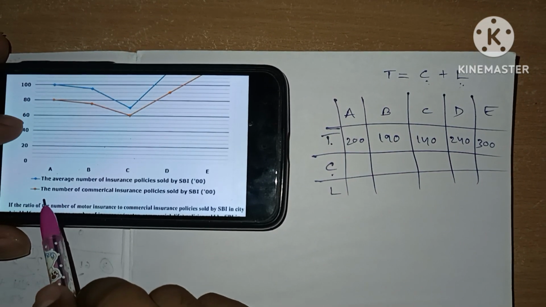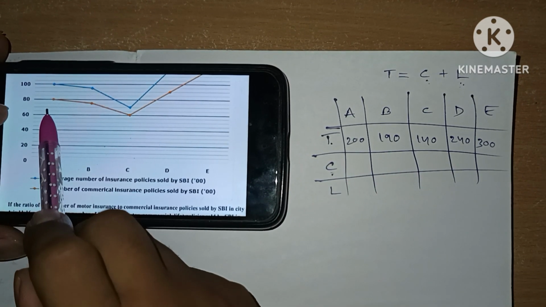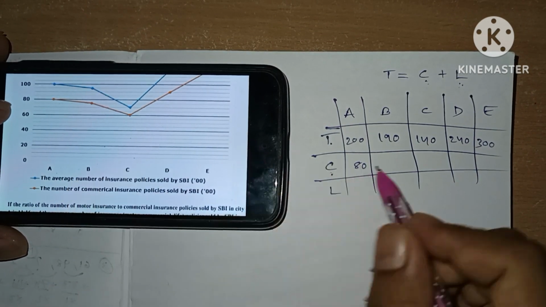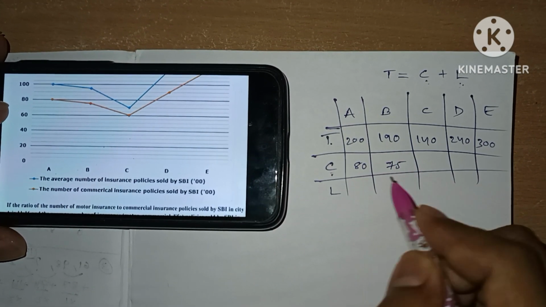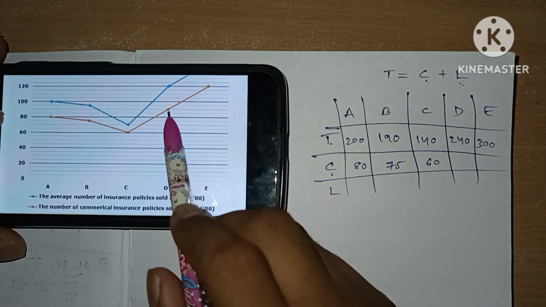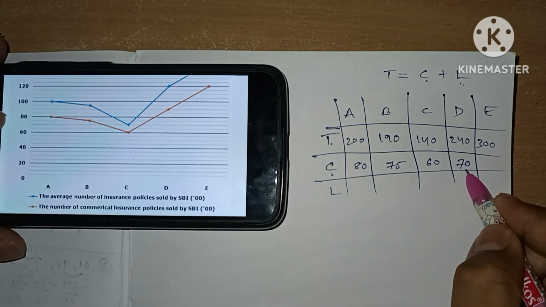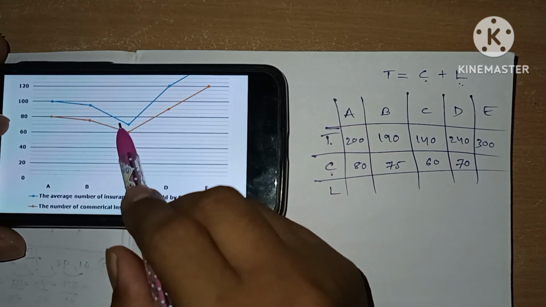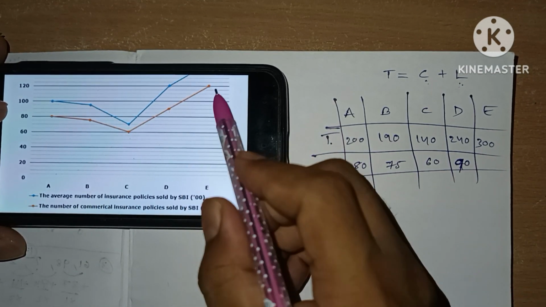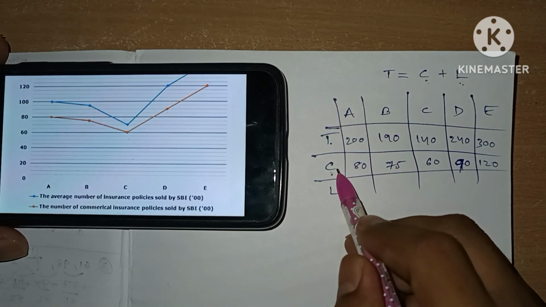Okay, next, the orange line shows the commercial insurance policies. We can find the values using this graph. First one is 80, second one is 95, no, 75, this is 60. Here the value for this one is 70, no, it is not 70, it is between 100 and 80, meaning 90. The last one is 120. So we got T and C.